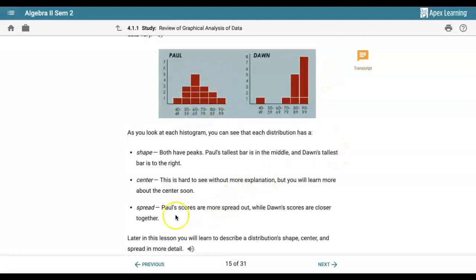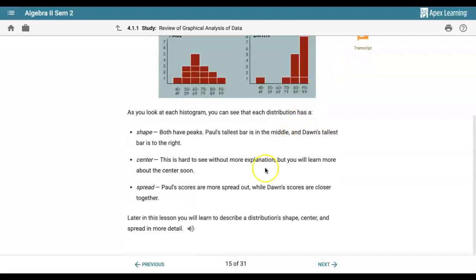Then there's this thing called spread. Again, how wide or how far out is all of the data? Paul here goes from 40 to 90. So Paul has more spread out scores, while Dawn, the majority of her scores here are between 70 and 99. And we'll talk more about these three in detail.